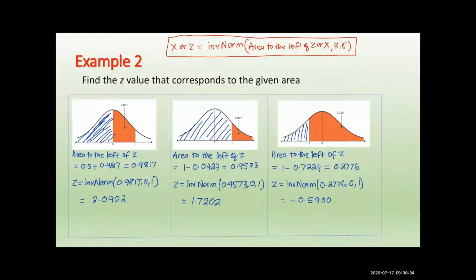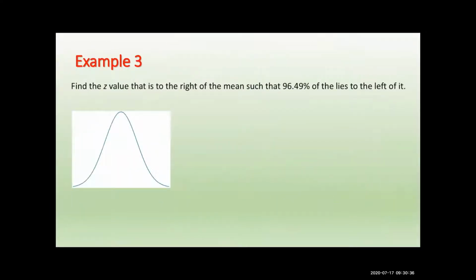Okay, we'll go to example 3 now. Here is the example. First, we are going to read. We are going to sketch it properly, label it, then we'll answer it. Find the z-value to the right of mean such that 96.49% lies to the left of it.